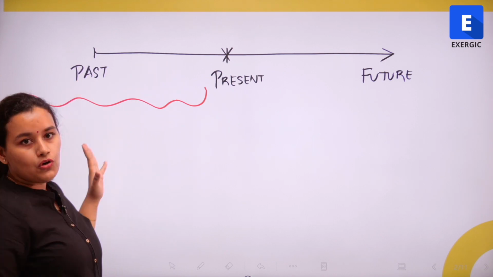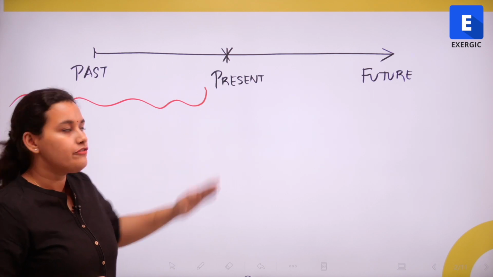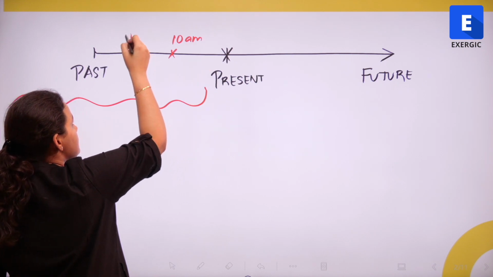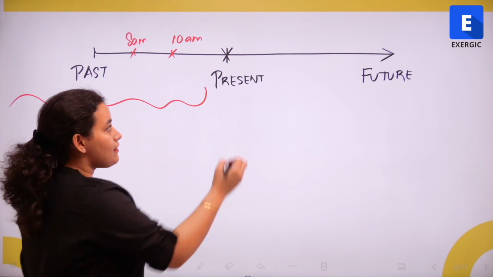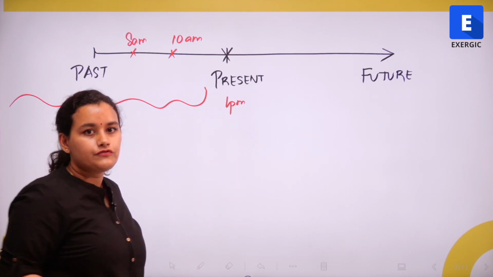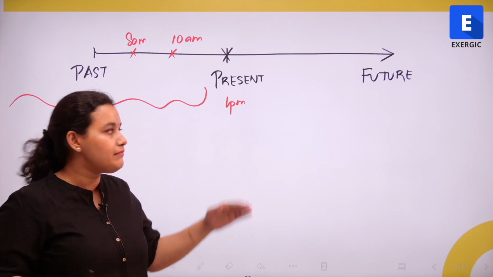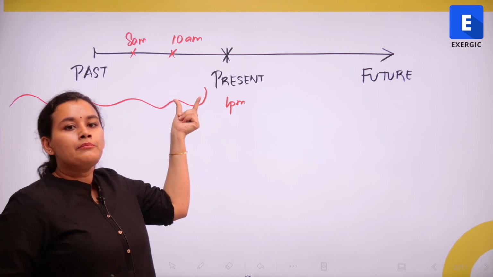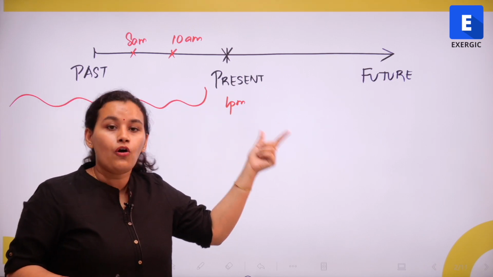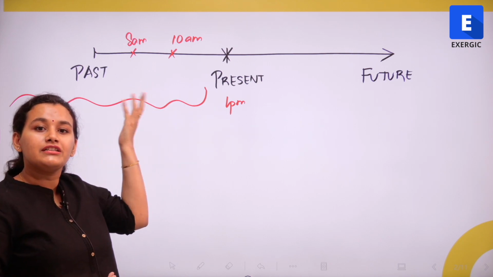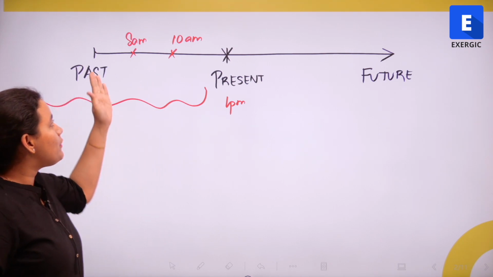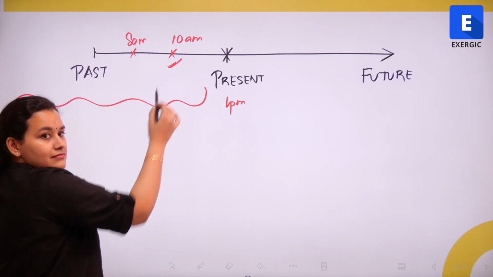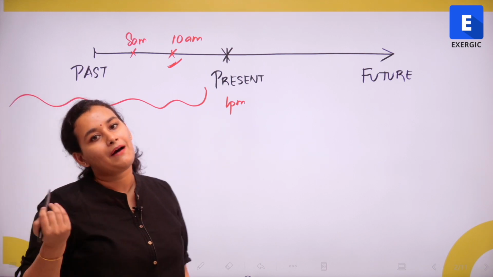So in this past also, you will be having different times. For example, suppose I say this is 10 a.m. and this is say 8 a.m. And suppose at the moment it is 1 p.m. Both 10 a.m. and 8 a.m. are in the past. However, this 10 a.m. is closer to the present, or we can say that this 8 a.m. is further in the past. So whenever we are referring to an event that is further in the past with respect to another event which is closer to the present, that's when we use the past perfect tense.